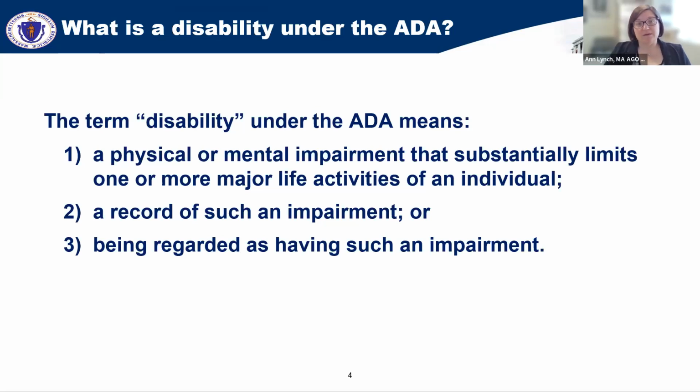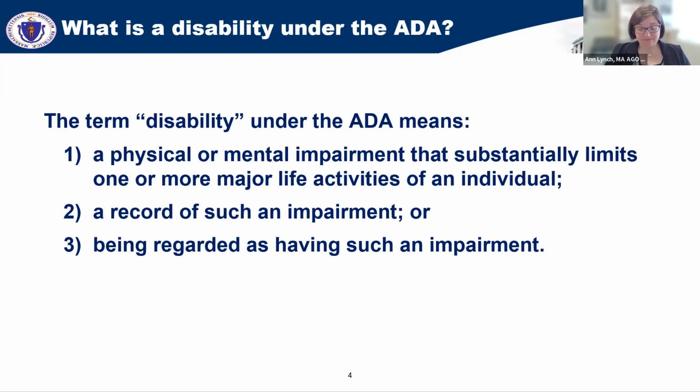So first, let's talk about what is a disability under the ADA. The term disability under the ADA means any one of the following things. First, a physical or mental impairment that substantially limits one or more major life activity of an individual, or a record of having a physical or mental impairment that substantially limits one or more major life activity, or being regarded as having a physical or mental impairment that substantially limits one or more major life activities.